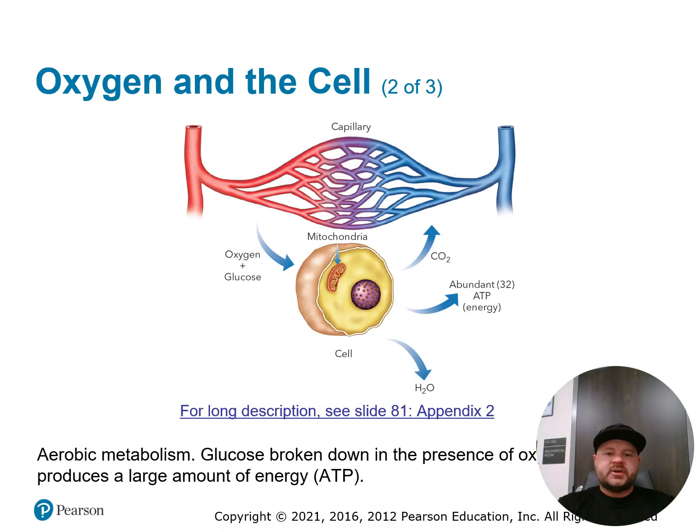Right here we have a picture demonstrating aerobic metabolism. We have plenty of oxygen. The oxygen and glucose are being utilized by the cell. The mitochondria is converting it into ATP. You can see here that we are looking at 32 ATP being produced. That's what is normally produced in aerobic metabolism by one glucose molecule.